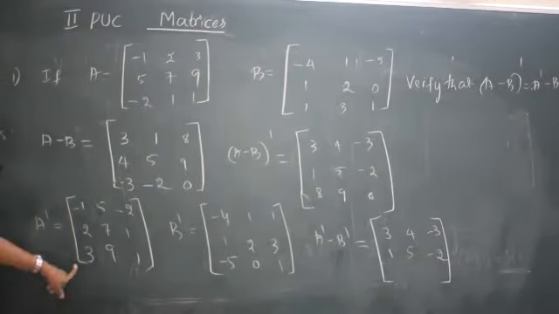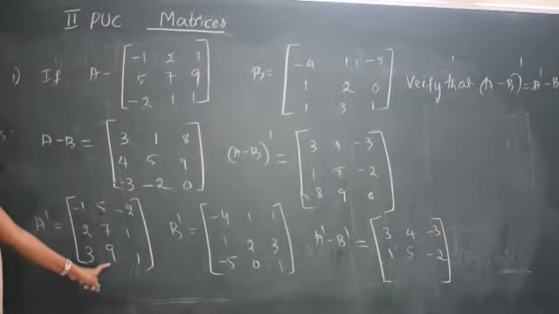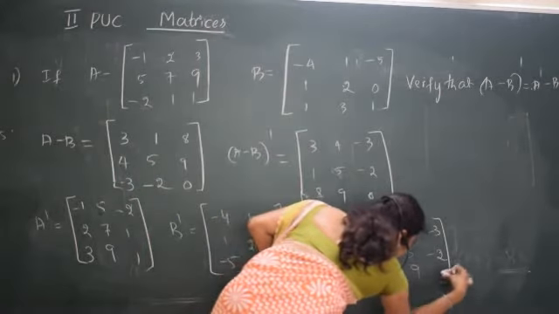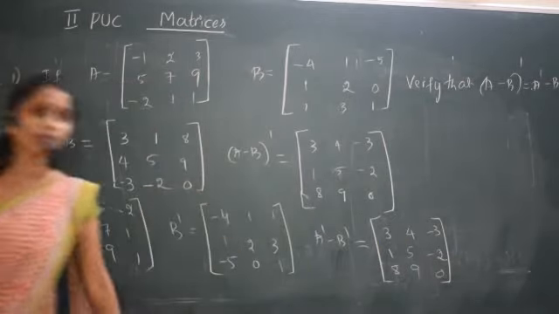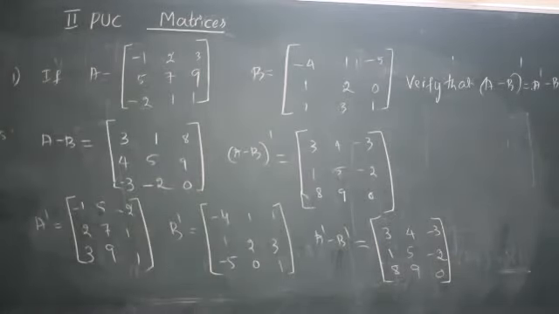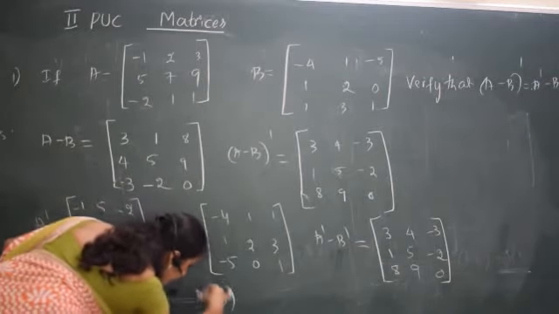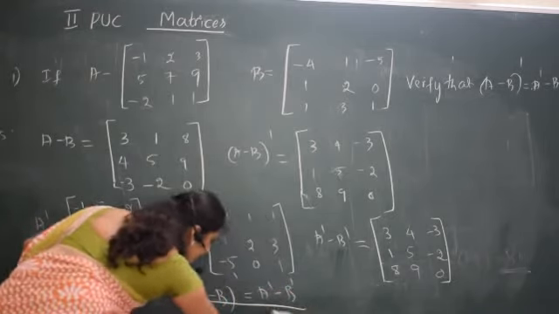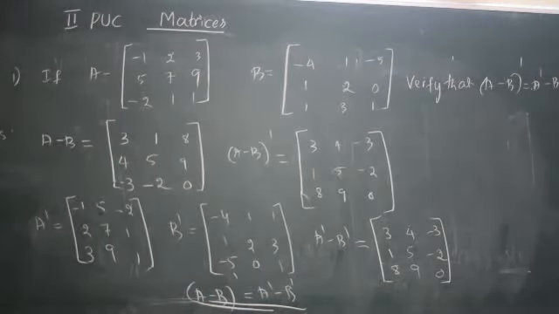Next, 3, 9, 1. 3 minus of minus 5 is 3 plus 5, which is 8. 9 minus 0 is 9. 1 minus 1 is 0. So this will be 8, 9, 0. So when you see here (A minus B) whole transpose and A transpose minus B transpose, both the values are the same. Therefore, (A minus B) whole transpose is equal to A transpose minus B transpose. So this we have verified.